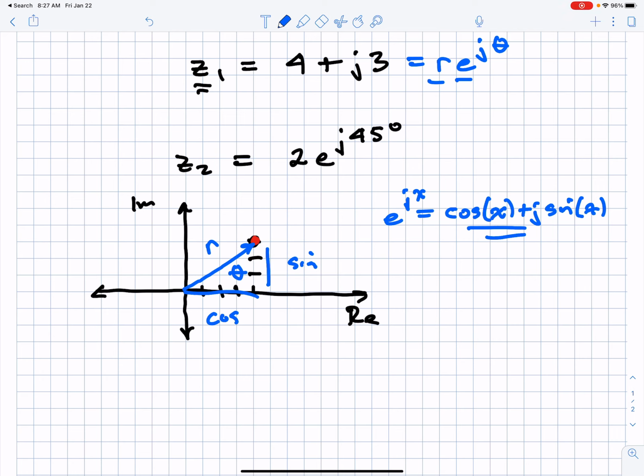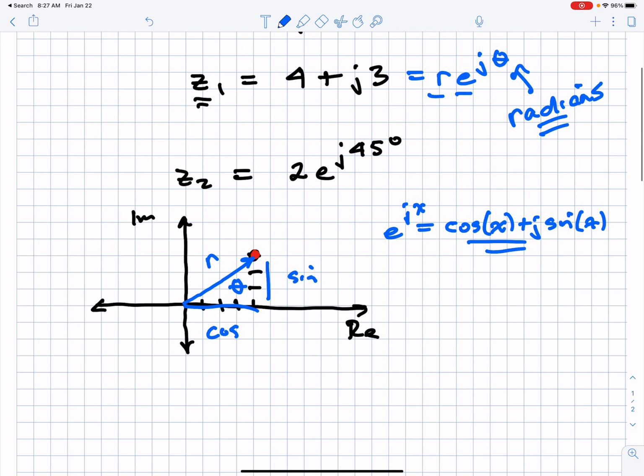Now the thing is, theta needs to be in radians for this to work in computations that you do in MATLAB or on the computer. So if I write down a number in polar form like z2, say 2 e to the j 45 with the degree symbol, the degree symbol simply informs us that this is in degrees, and if I wanted to actually calculate this number, I would need to put it back into radians.